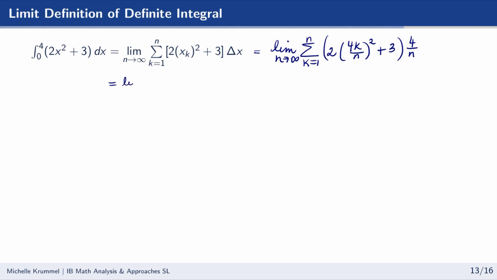Now, before we take the limit, we're going to simplify this algebraically. I want to simplify this term here, and then I also want to distribute the 4 over n. So the limit of the sum, k equals 1 to n, of 4k squared, 16k squared times 2 is 32k squared over n squared, plus 3, times 4 over n. Now we're going to distribute the 4 over n.